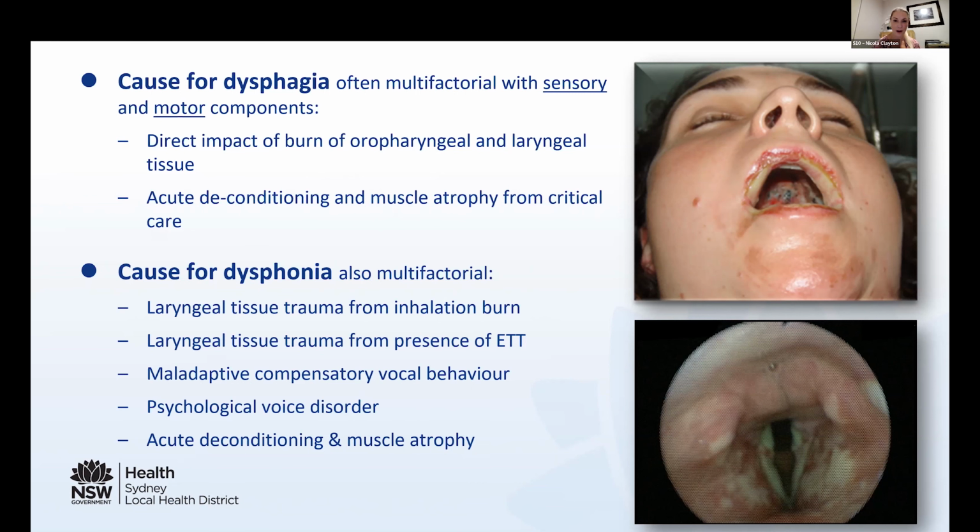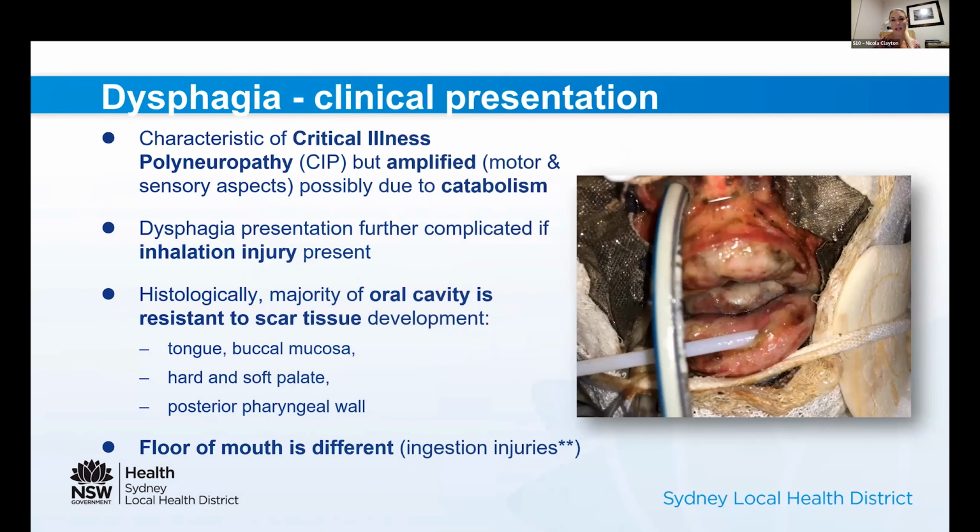The type of clinical presentation we see of swallowing disorders in this cohort is really characteristic of critical illness polyneuropathy or ICU-acquired weakness, but it's really significantly amplified both in the motor as well as the sensory component. And we're postulating this might potentially be as a result of the catabolic process that these patients are sustaining. Swallowing disorder presentation may also be further complicated if inhalational injury is present.